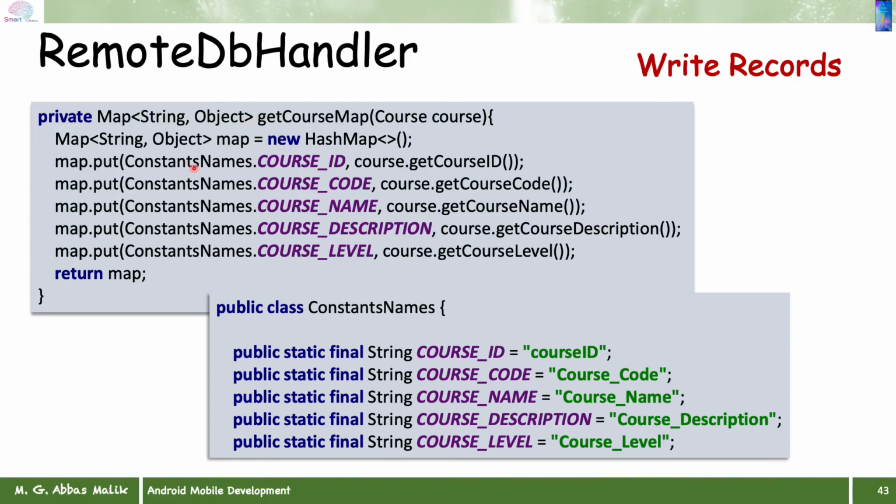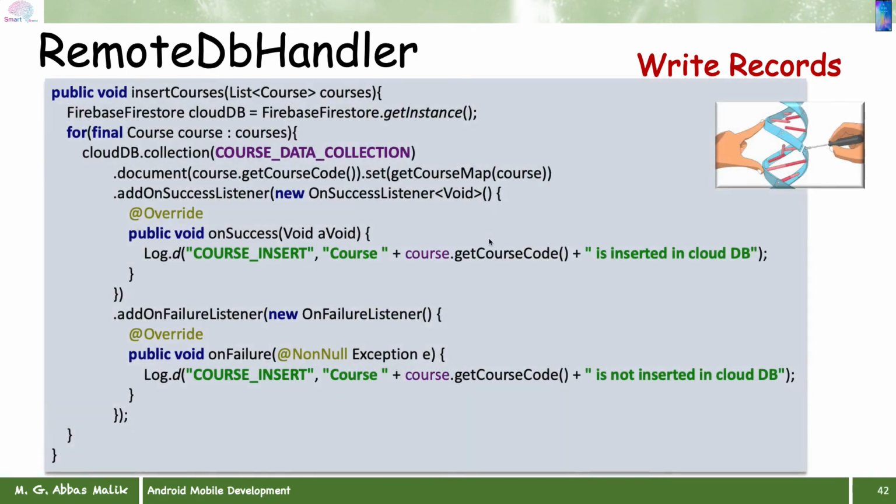Again, these constant names, I have actually created a new class called constant names to give those different strings. These strings represent the names of the columns. The column name for the course ID is course ID, the column name for the course code is course code. So I'm providing exactly the same column names here, and then I am adding those values as key value pairs, and that map is given back to the set value.